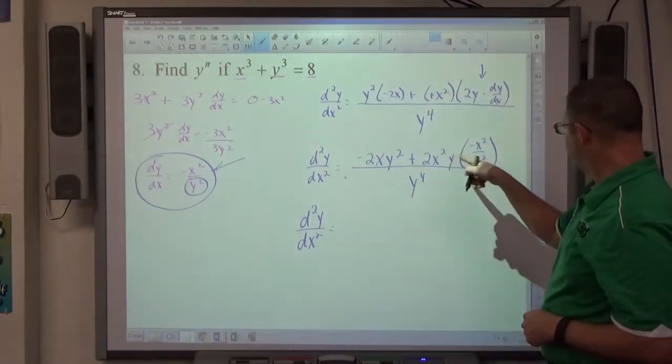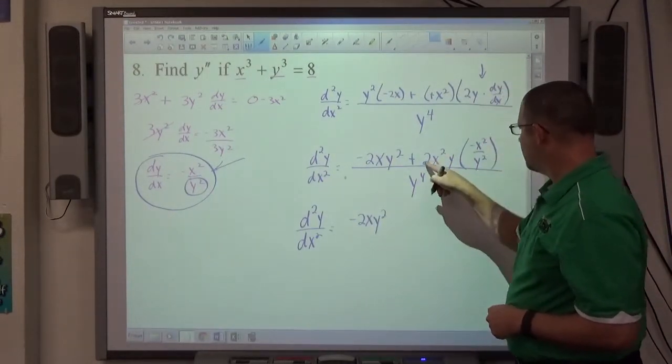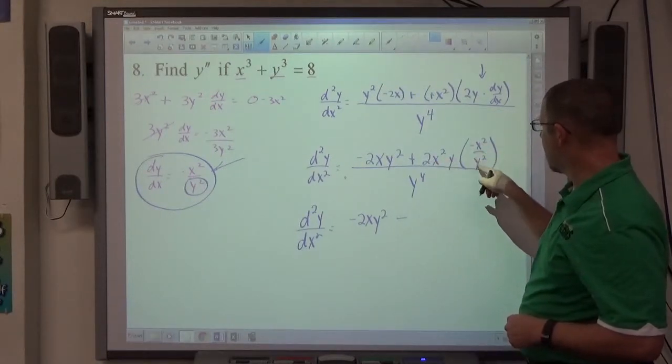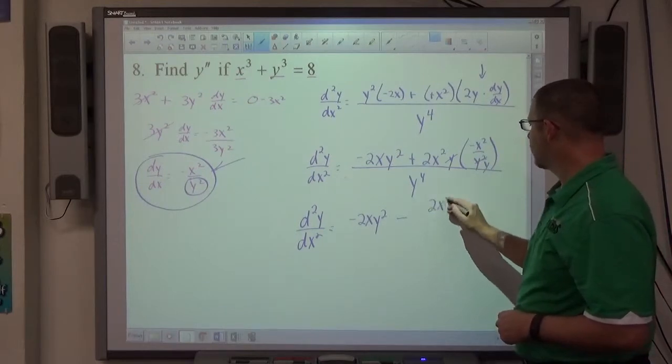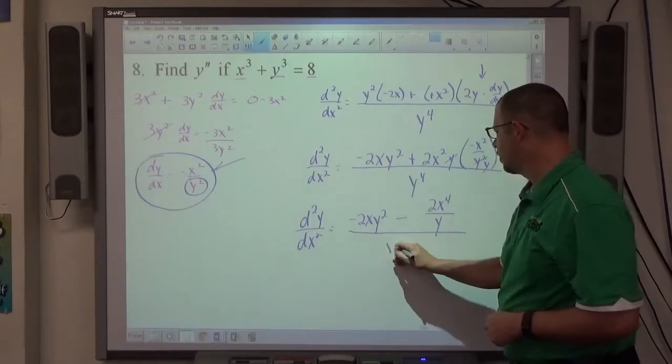equals, and then if I fix this up as best I can, I get negative 2xy squared. Positive times negative makes a negative, and this, and this are all on top, that's on the bottom. This cancels one of those out. So altogether I get 2x to the fourth on top, and y on the bottom all over y to the fourth.